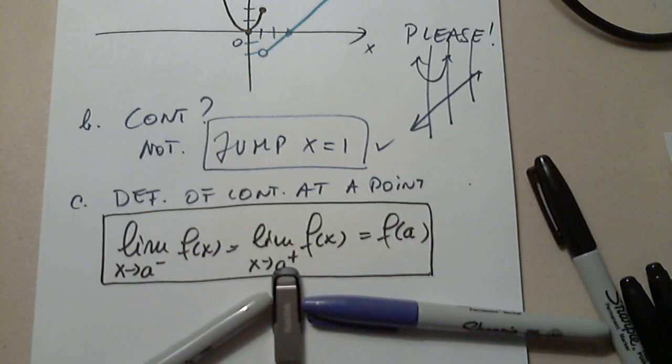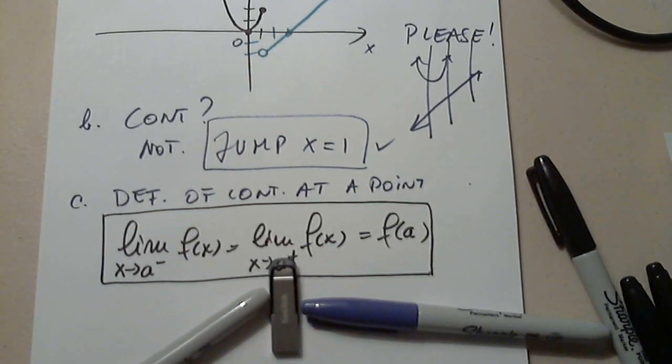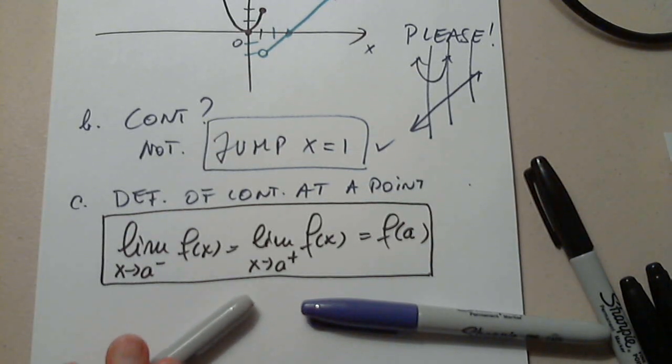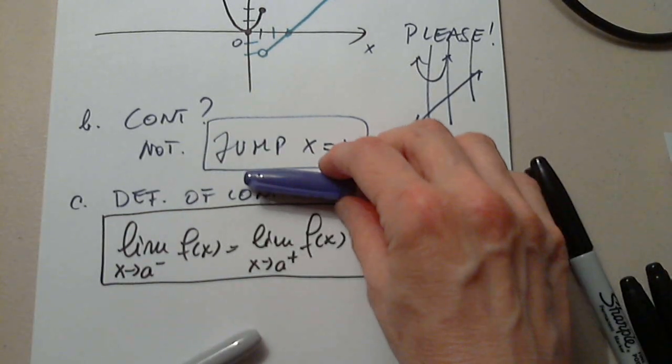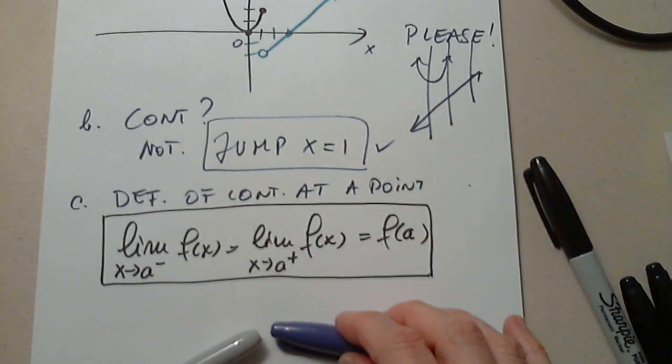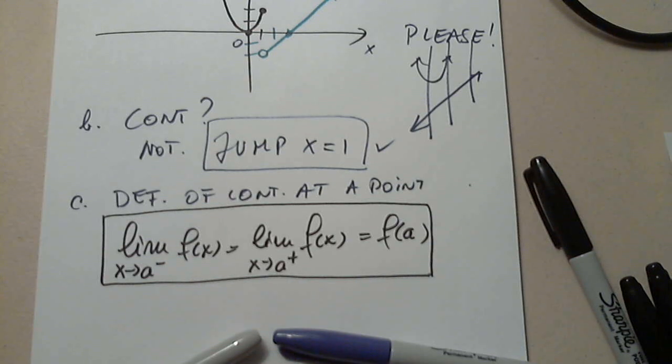This says that the limit from the left must equal the limit from the right, must equal the function value at this point. Then the function is continuous. If I have this, or I have this, the function is not continuous. The limit from the left must equal the limit from the right, and must equal the function value at that point.